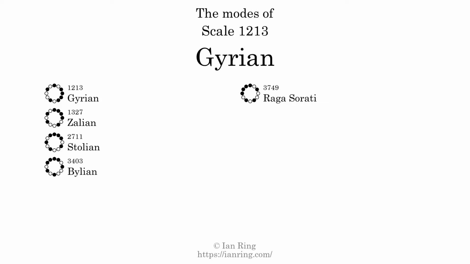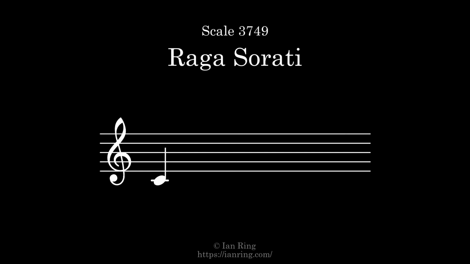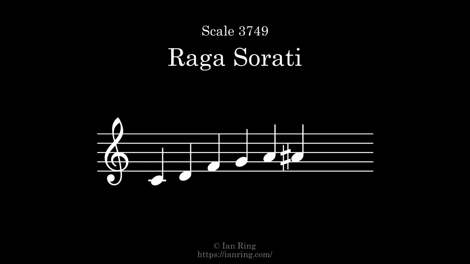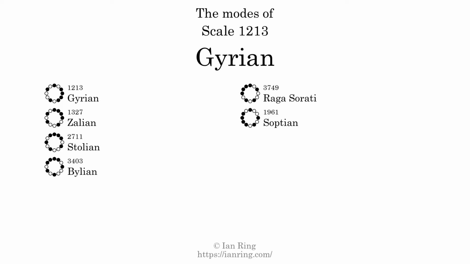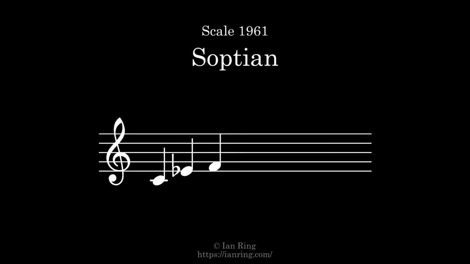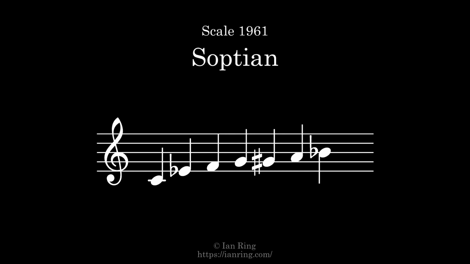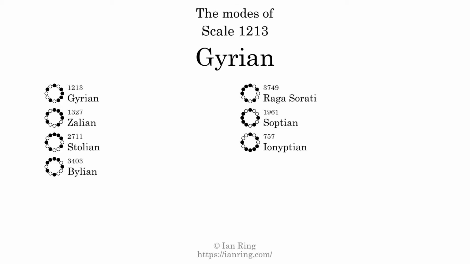The fifth mode is scale 3749, also known as Raga Swarati. It sounds like this. The sixth mode is scale 1961, also known as option. It sounds like this. The seventh and last mode is scale 757, also known as inoption. It sounds like this.